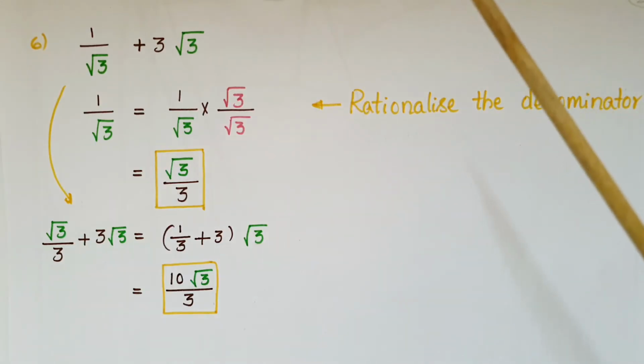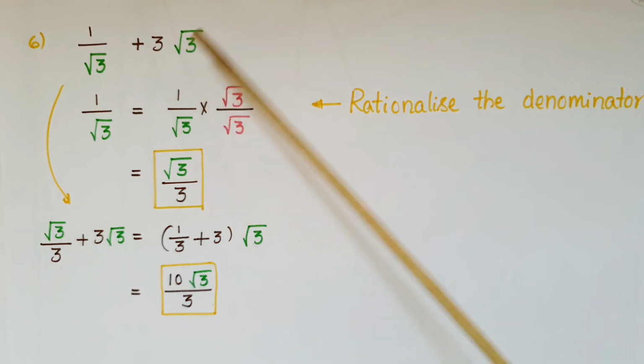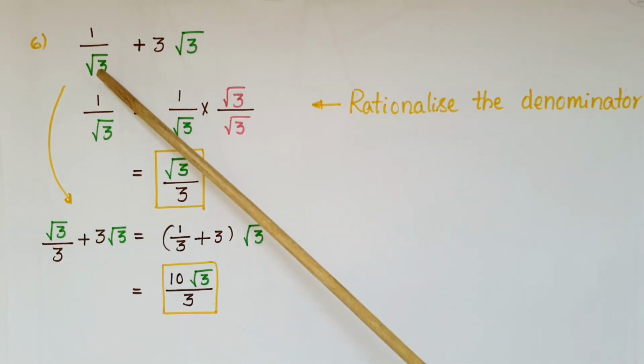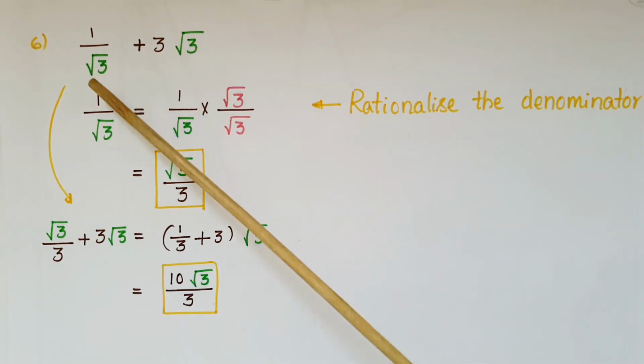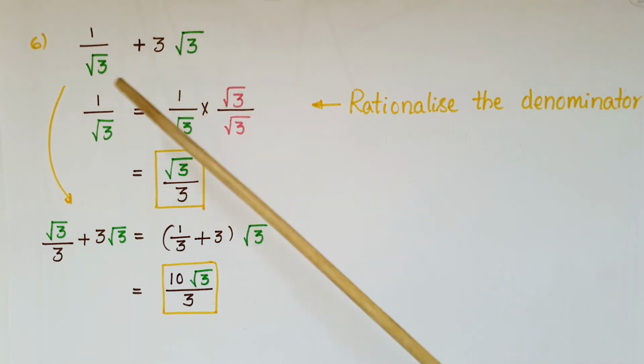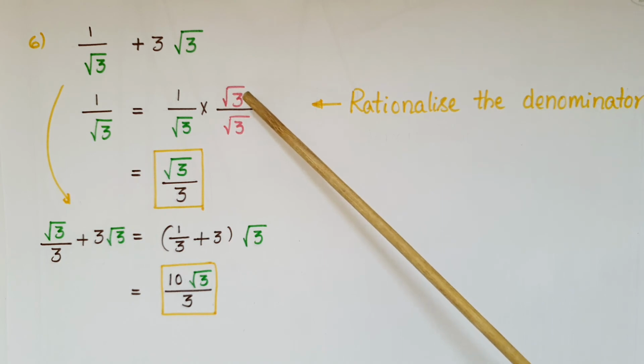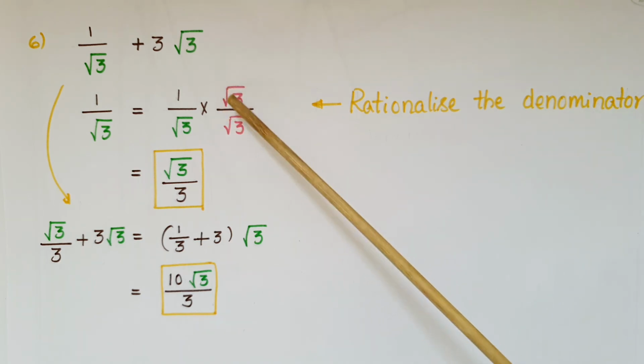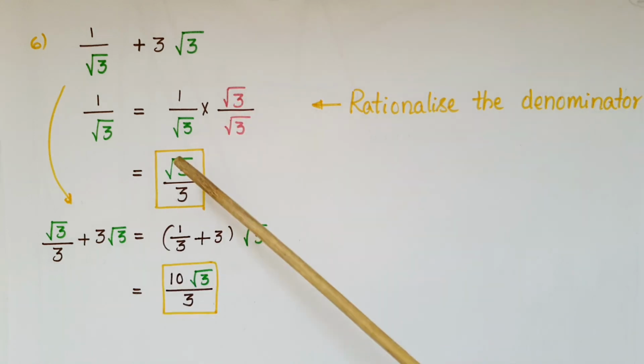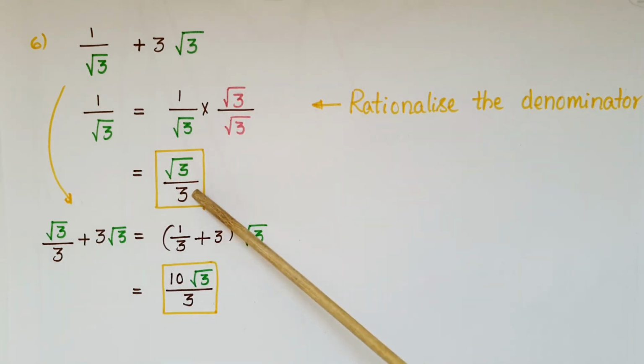This is another example, 1 by root 3 plus 3 root 3. So here in the denominator, root 3 is an irrational number. So first rationalize the denominator. So rationalize this denominator like this, 1 by root 3 into, here rationalization factor is root 3. So root 3 by root 3, multiply numerator and denominator with root 3. Then we will get root 3 by 3.